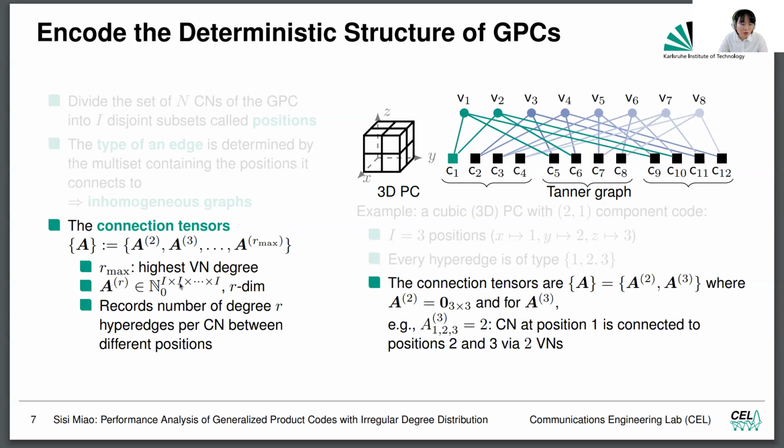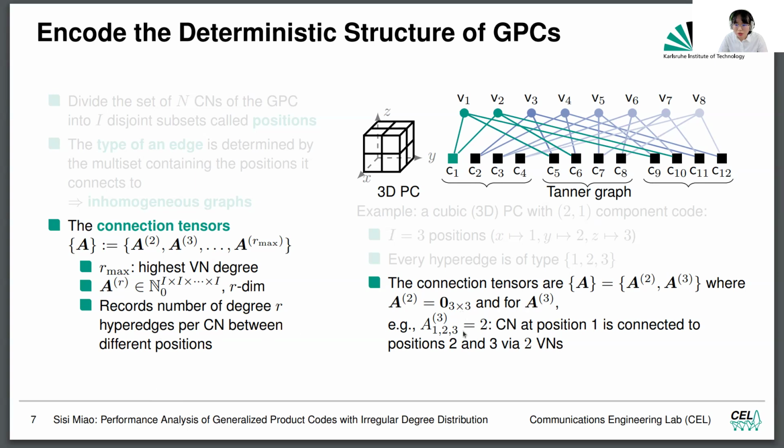meaning that we want to look at the subgraph consisting only of degree R VNs and represent this connection by this AR here. How? In the way that we record the number of such degree R hyperedges per check node between different positions. This is the example. For the 3D product code, we have A2 and A3 because R max is 3. And then A2 is 0 because we don't have any degree 2 connection.